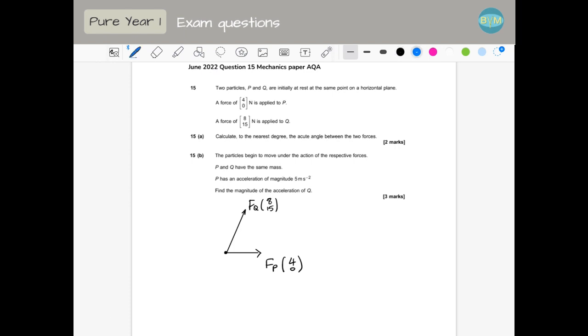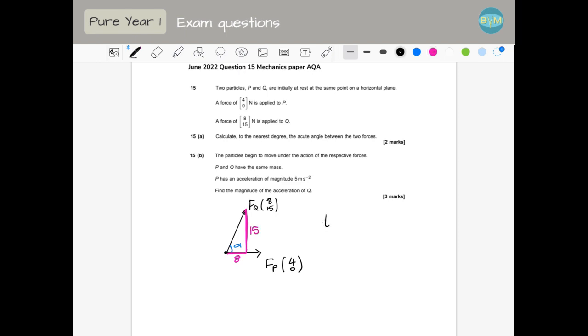So we need to find this angle here. We know force P is horizontal. So to find this angle, we can use the components of this one, because we know the horizontal component is 8, and the vertical component is 15. So we have a right angle triangle here, a right angle triangle with the components of Q. I hope you can see that, but this is 8 and this is 15.